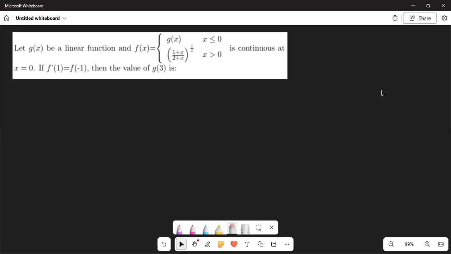So, you are given a linear function g(x). By linear function, you mean that the function is of this form where a and b are real numbers, since this is a real valued function. And we have another function f(x), which is given by this. f(x) is continuous at the point 0. And f'(1) equals f(-1). And you have to evaluate g(3).